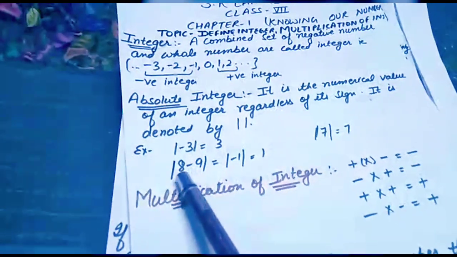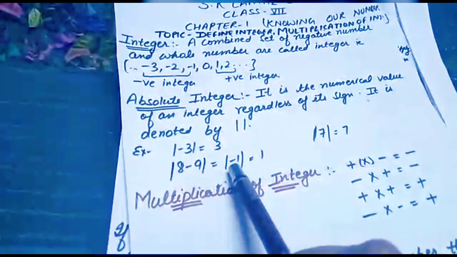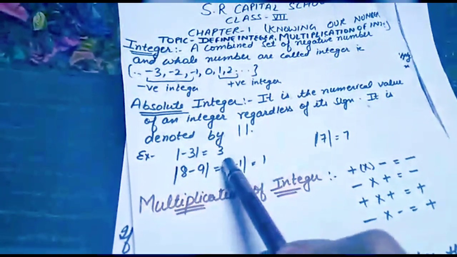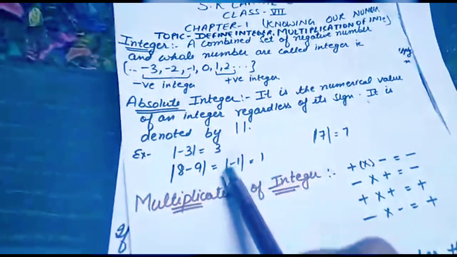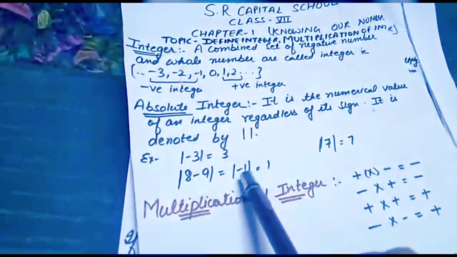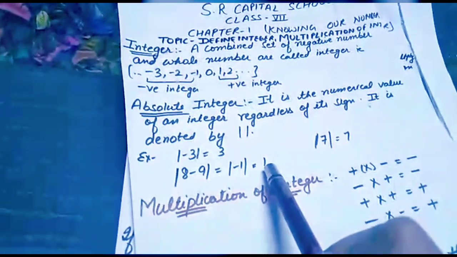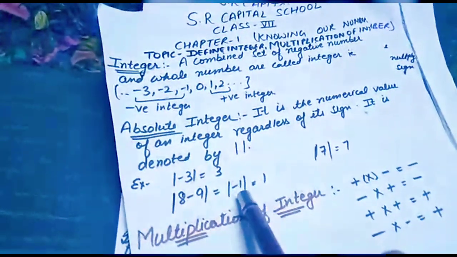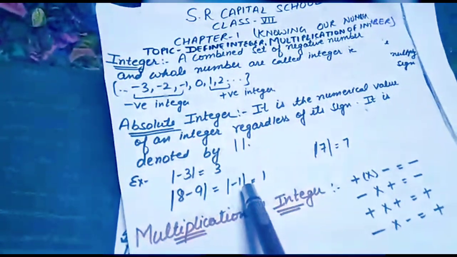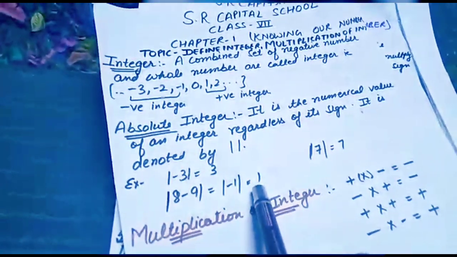When we subtract the two integers, we get minus 1. And this is an integer. This is an absolute integer. We get a positive sign. Absolute integer converts the minus sign into positive.